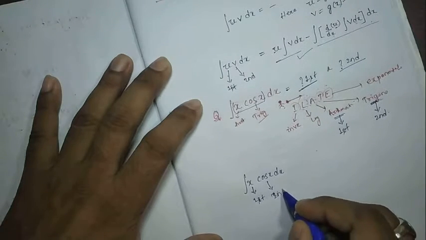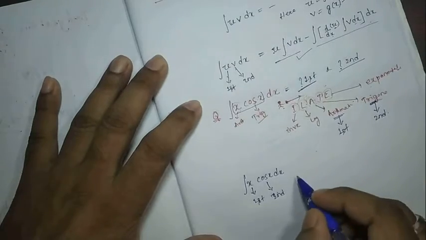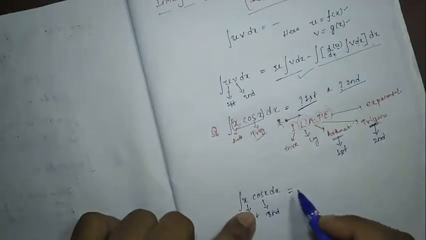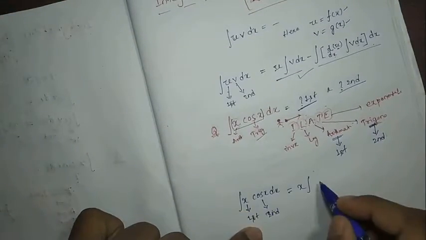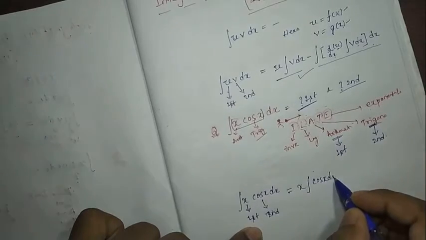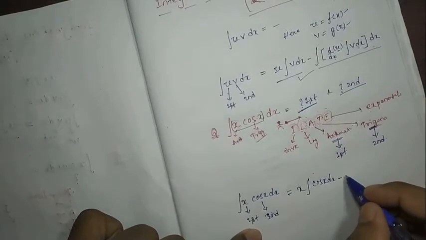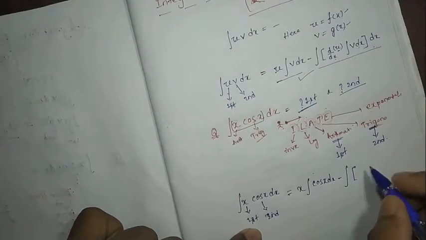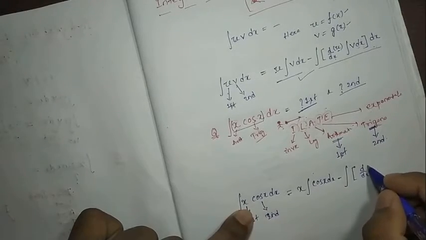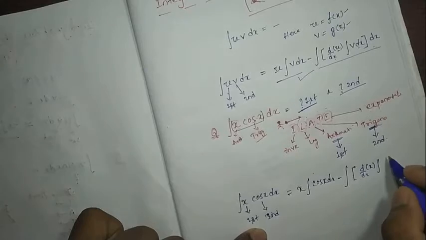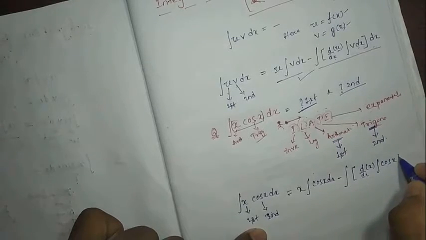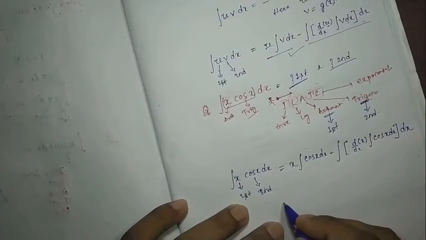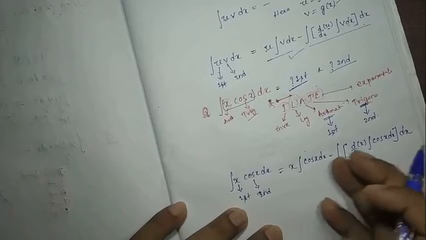cos x will be taken as the second function. So now we can write the generalized formula easily: first function times integration over second function, that is cos x dx, minus whole integration, with a bracket started, derivative of first function, that is x, integration over second function, that is cos x dx, bracket closed, then dx. Okay, so now we can easily do our integration.